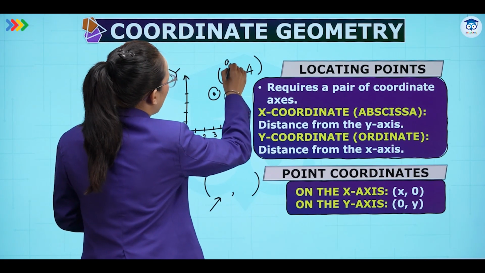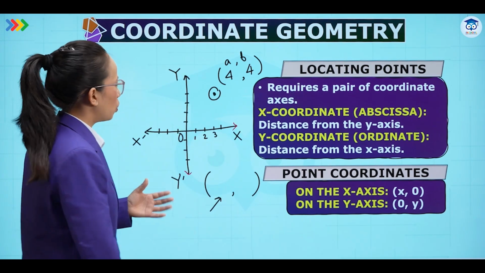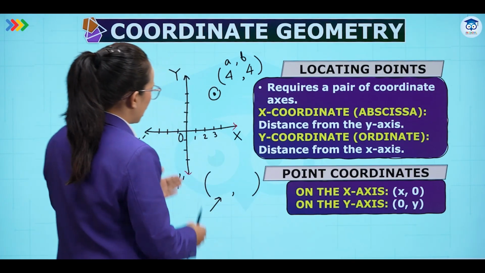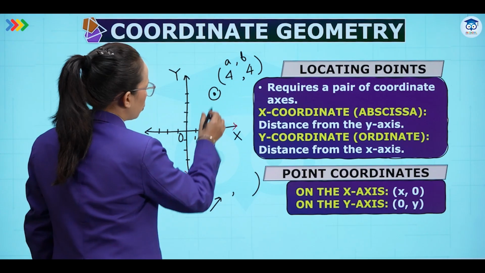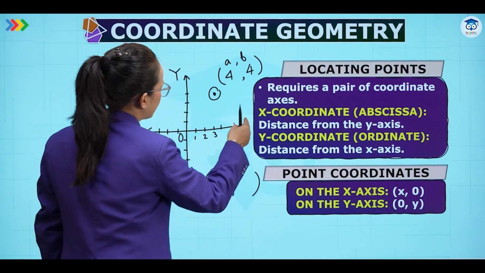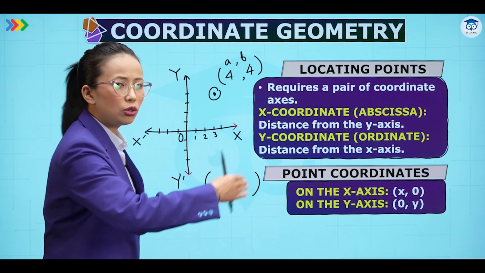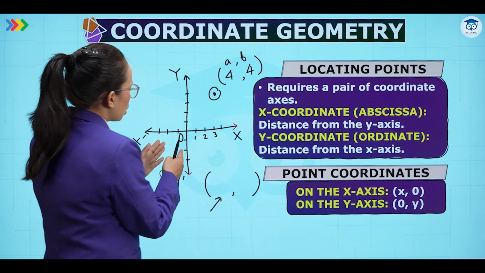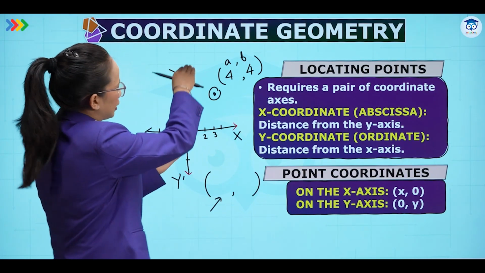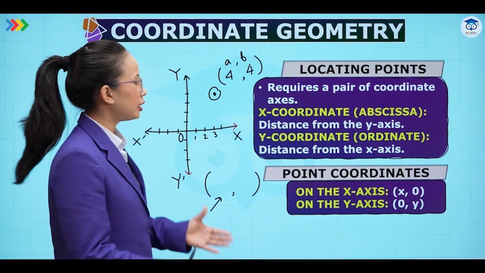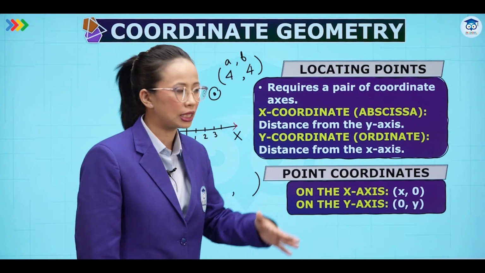If you have (A, B), this A represents how far the point is from the y-axis. Suppose A is 2, then the distance is 2. If it is 3, then the distance is 3. And then we have B, which is how far the point is from the x-axis. This presentation and plotting we are going to learn in the coming slides.